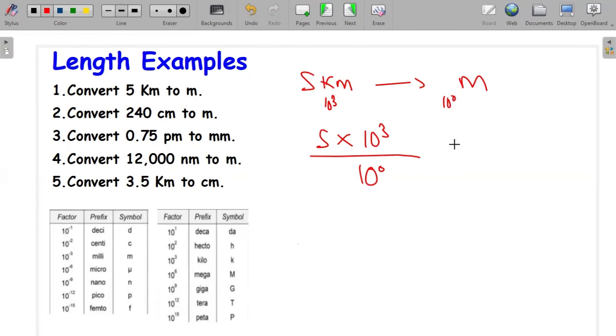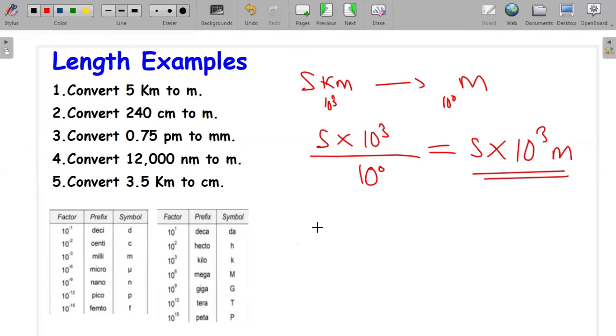And then here, since what I have in the denominator is just 1, this will just be 5 multiplied by 10 to the power 3. And now the units here, we are moving from kilometers to meters, so these will be meters like that. So we have converted the first one from kilometers to meters. What about the second one?